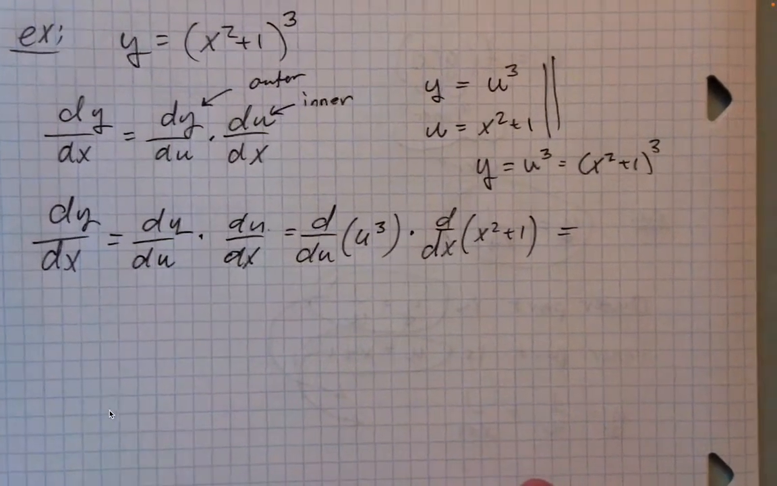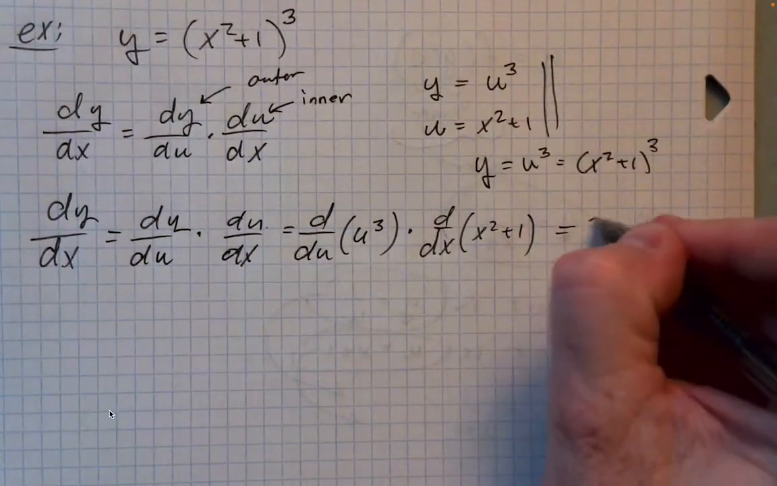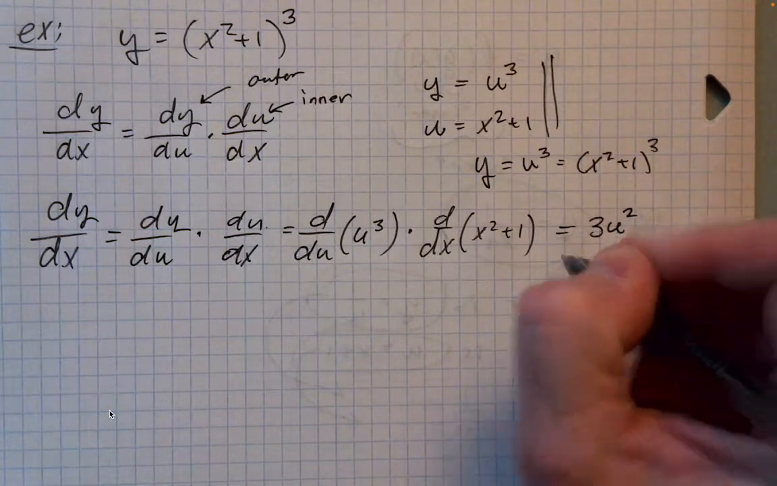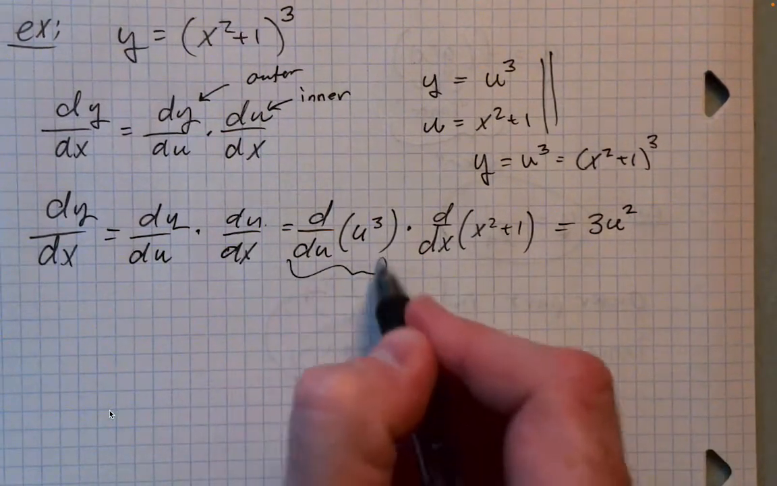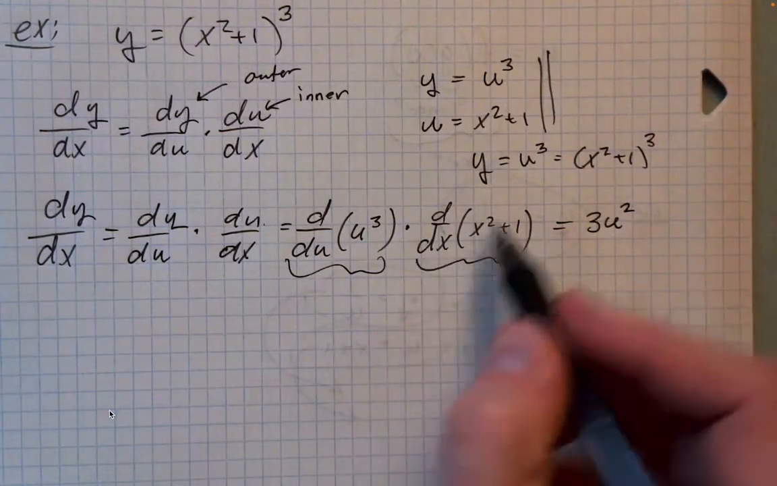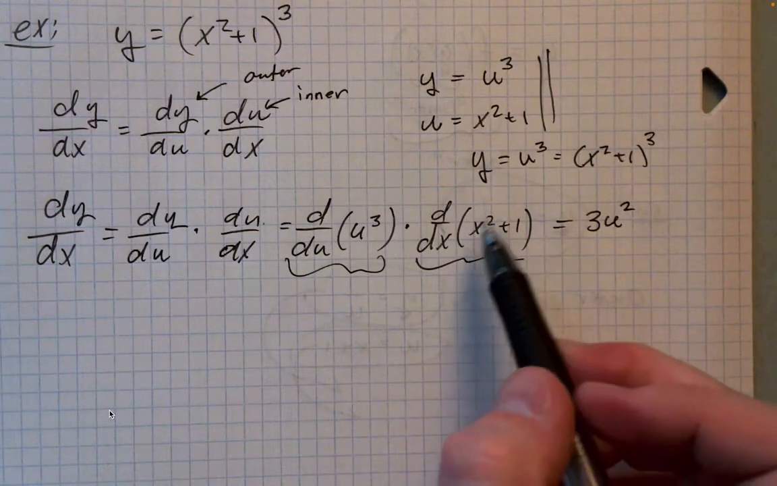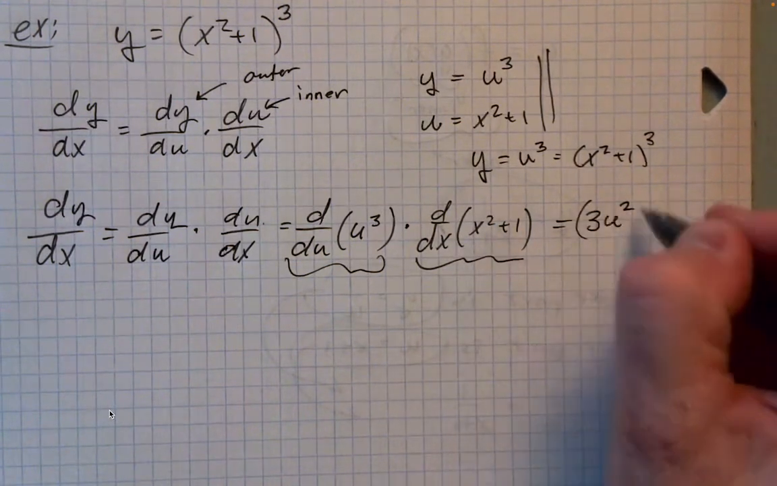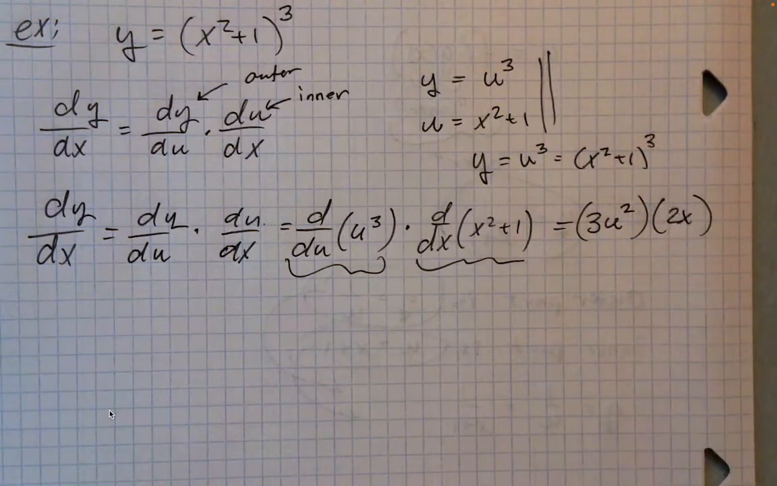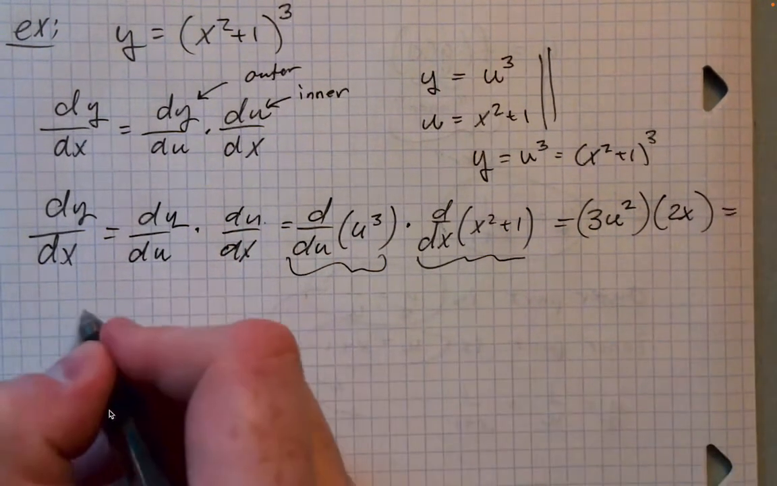We've done this a bunch of times already, right? So this would be 3u squared right here for this piece. And then this piece here is what? 2x, right? Okay. All right, good. So we've got the form of the derivative.